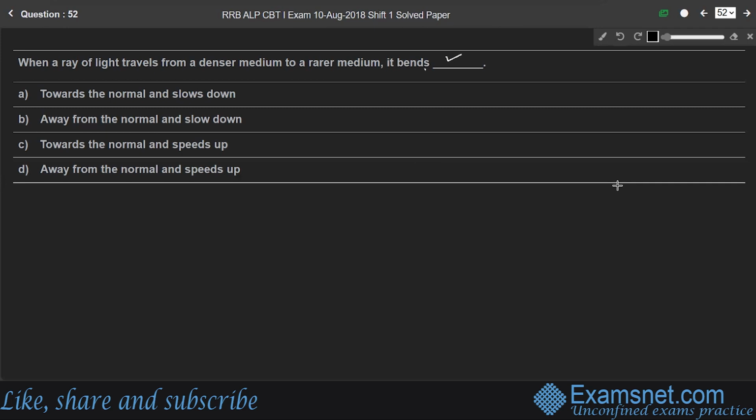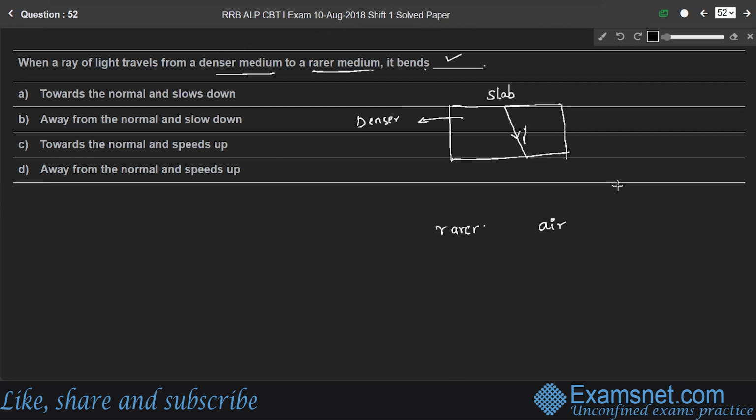Question number 52. When a ray of light travels from a denser medium to rarer medium, it bends. So we'll consider a denser medium, for example, a glass slab. So we are considering a glass slab, right? So when a ray of light travels from denser to rarer medium, let the rarer medium be air. So slab is a denser medium, right? So we'll consider a ray of light like this. A ray of light travels from denser to rarer medium, right? So at the interface, right?